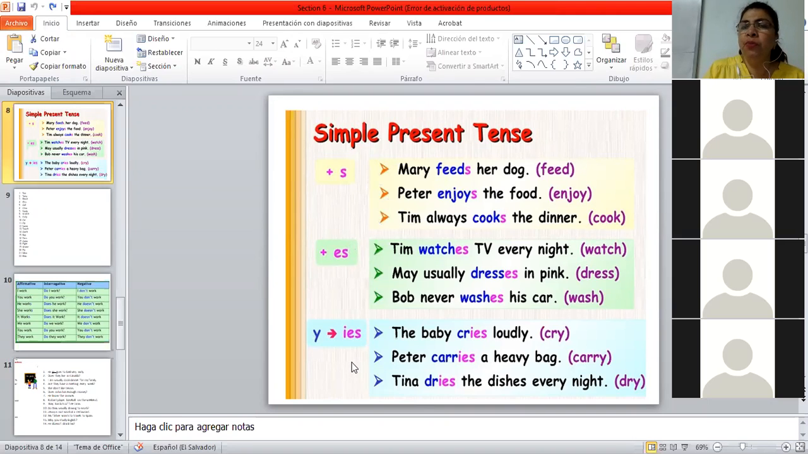Now, what we are going to do, William, but I don't know if they are listening. Solo va a estar escuchando, teacher, que no tiene micrófono. Okay. But we are going to practice right now. So I'm going to send you to the mini rooms. And what you're going to do is this. For example, Diana and Ricardo are working together. And then Ricardo says, Mary feeds her dog. Then Diana is going to change the subject. And Diana is going to say, I, then the verb changes. I feed my dog.